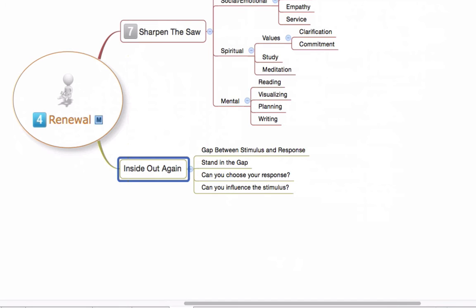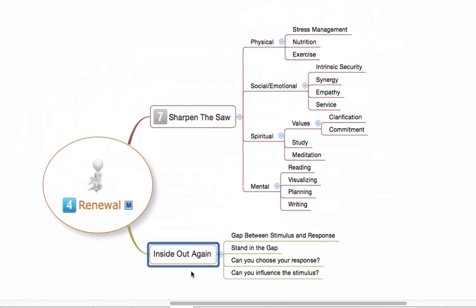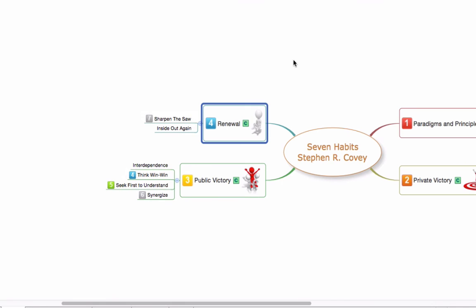He says there's a gap between stimulus and response. And if you learn to stand in that gap and choose your response based on the character that you've developed, you will become more effective over time. And over time, you'll actually be able to influence the stimulus. So that is even another level of development. So that basically is the 7 habits of highly effective people in a nutshell.